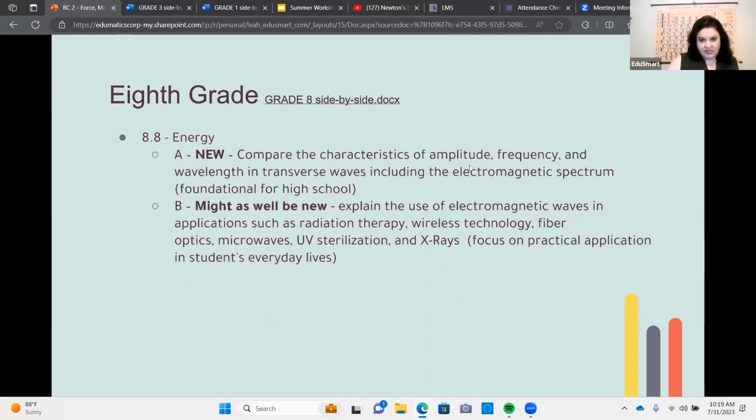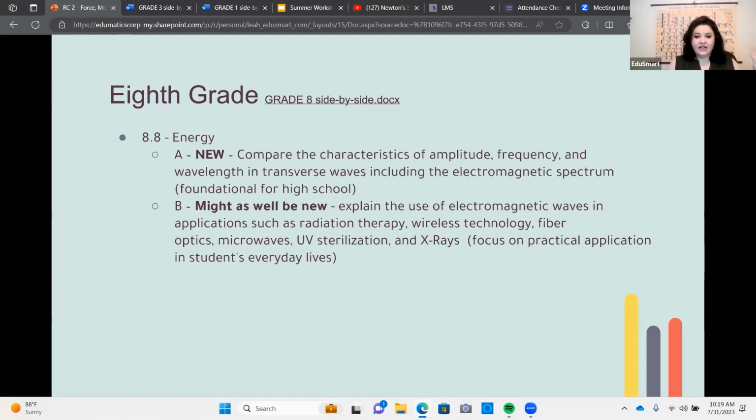Compare the characteristics of amplitude, frequency, and wavelength in transverse waves, including the electromagnetic spectrum. So we were already teaching some about the EM spectrum, but now you don't have to calculate the amplitude, frequency, and wavelength, but you have to be able to know the difference, know what they are, and know how they work within the whole spectrum.